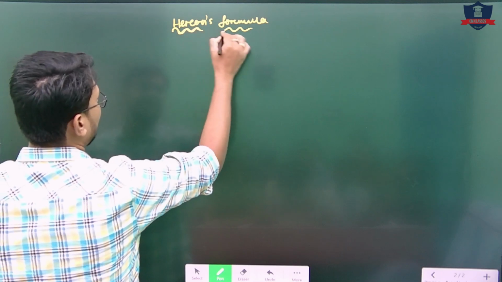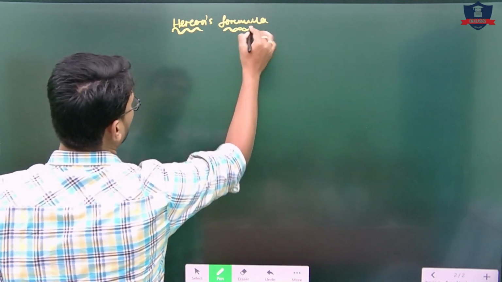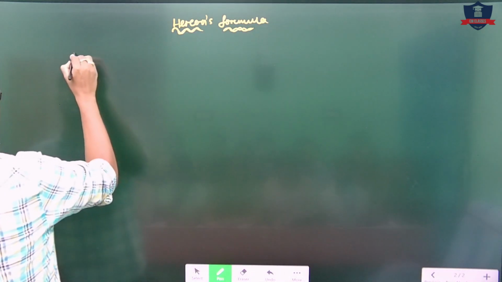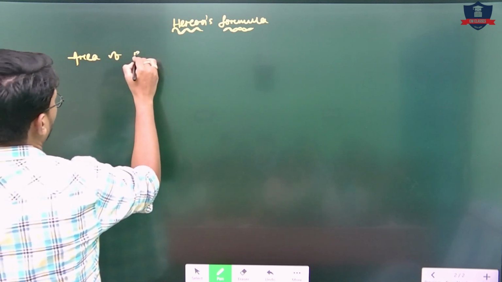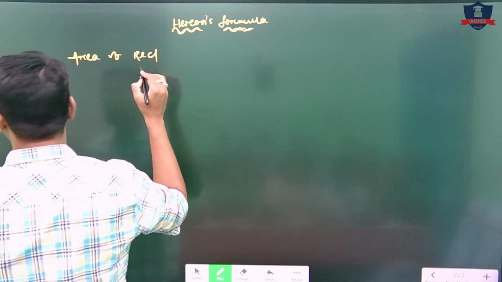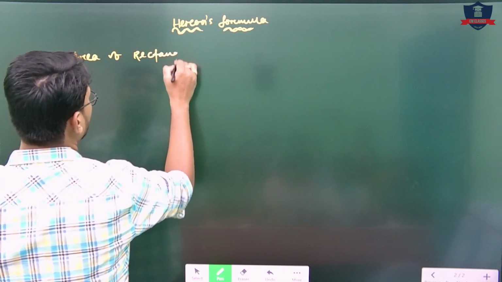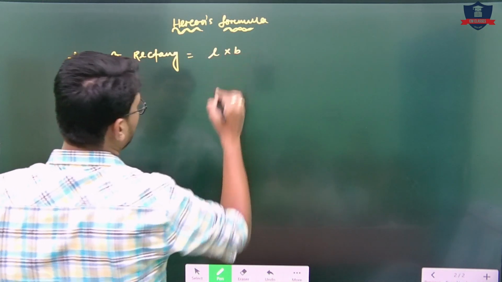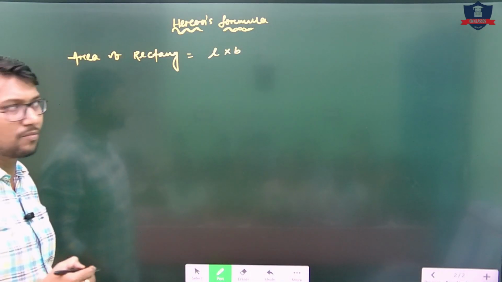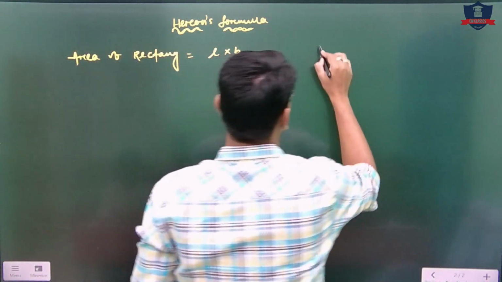But before triangle, I'll ask you now. Tell me, bacho, what is the area of rectangle? Area of rectangle is what? Length into width. Keep silence, everyone. Gaurav, are you clear? So bacho check karo.